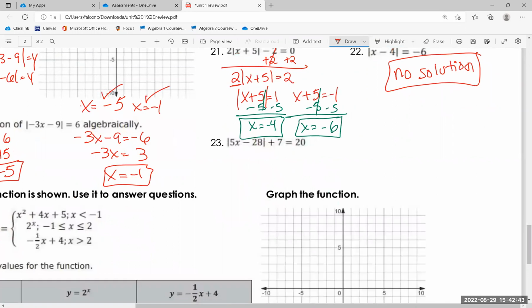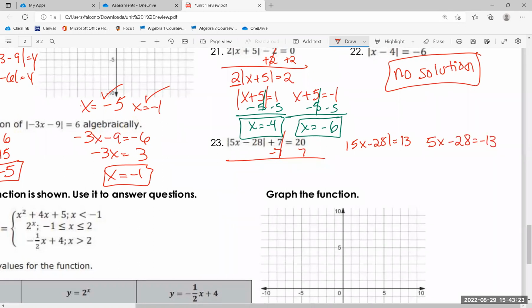All right, 23. I've got to get rid of this +7 first. We have to get rid of everything around our absolute value bars before we start doing the positive and the negative case. So we're going to subtract 7 on both sides to get rid of the +7. I'm going to have absolute value of 5x minus 28 equals 13. I'm going to rewrite this over here so I have more room. So 5x minus 28 equals 13, and then we also want to do 5x minus 28 equals -13.